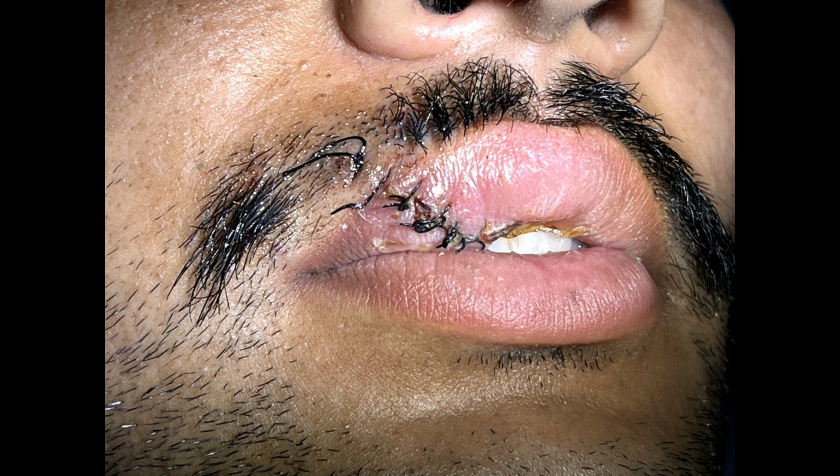This patient, when he comes for the follow-up, I'll take the other photos, the post-treatment pictures, and suture removal pictures of this patient.